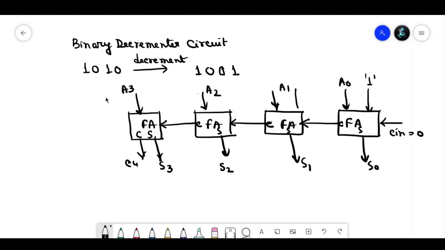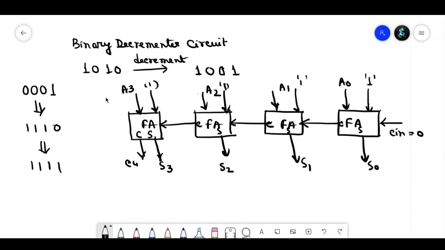Okay, so 2's complement of 1 means nothing but 4 bit 1. This is the 2's complement of 1. So if we write 1 in 4 bit, the number will be 0001. So its 1's complement will be 1110. Its 2's complement will be 1111.